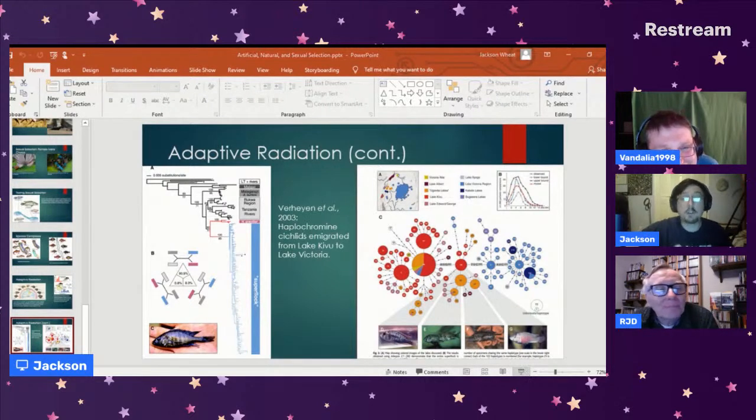So on to our final slide here. We have the final example of an adaptive radiation, to go back to our cichlids, because they are my favorite example. I have cichlids. I love them.